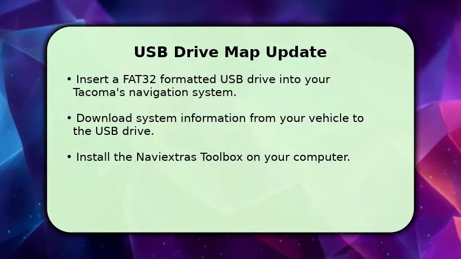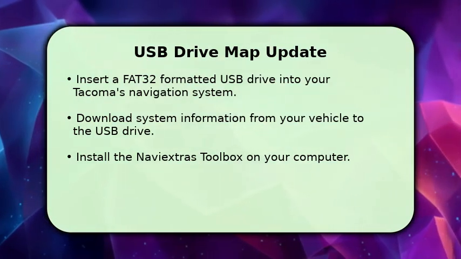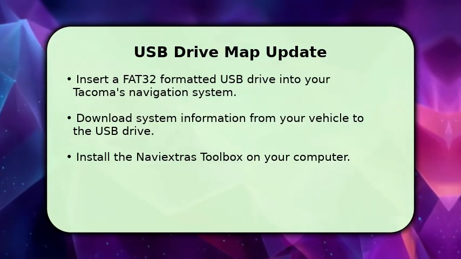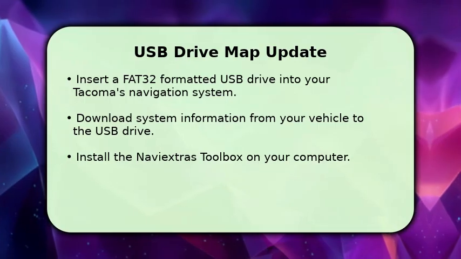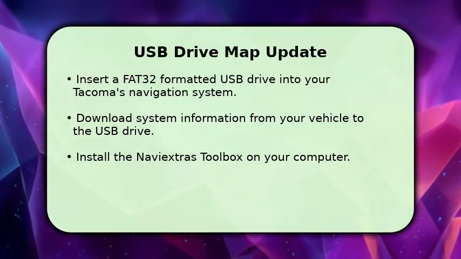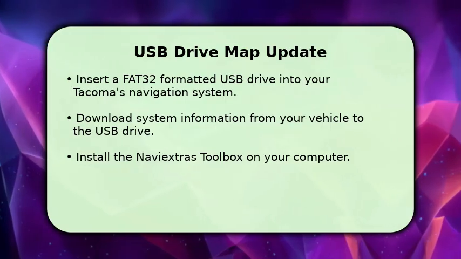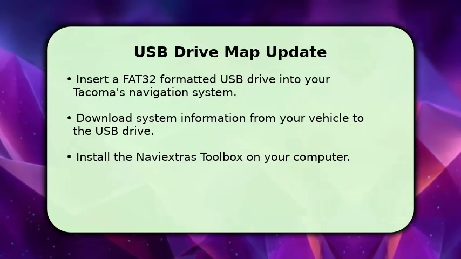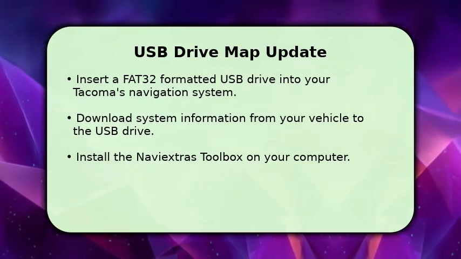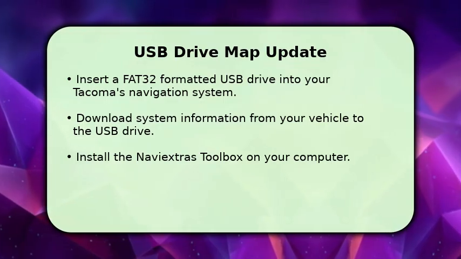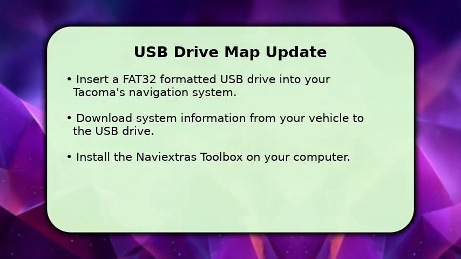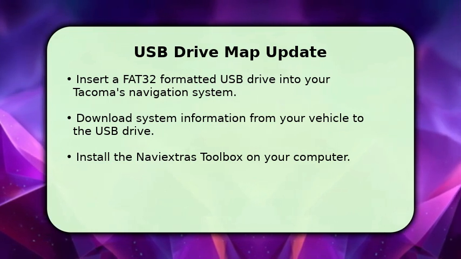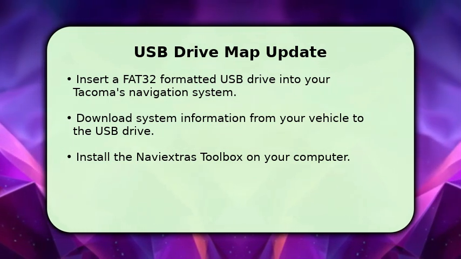Another common method for updating your Tacoma's navigation maps is using a USB flash drive. Begin by inserting a FAT32 formatted USB drive with at least 32 gigabytes of free space into your vehicle's navigation system. Follow the on-screen prompts to download your system's information onto the drive. Then, on your computer, install the NavExtras toolbox. Connect the USB drive to your computer, log in, and download the available map updates. Finally, reinsert the updated USB drive into your Tacoma to complete the installation process.